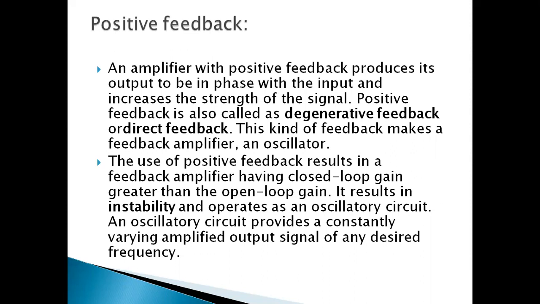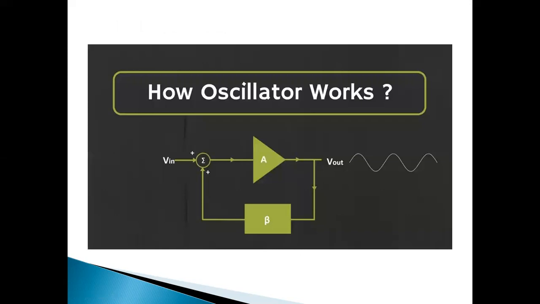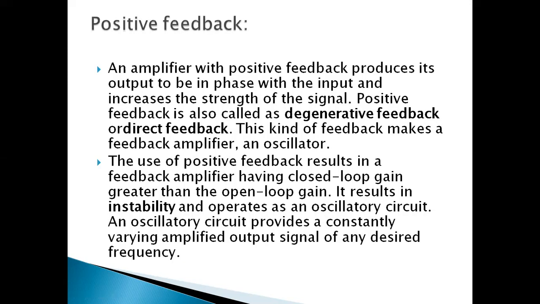We can get a varying amplified output signal constantly at any desired frequency. That means we can generate an amplified signal at a desired frequency. At our required frequency, we can generate the oscillations. In this case, we can face an instability problem, and the gain also increases. The closed loop gain is more compared to the open loop gain. So that is about oscillators.